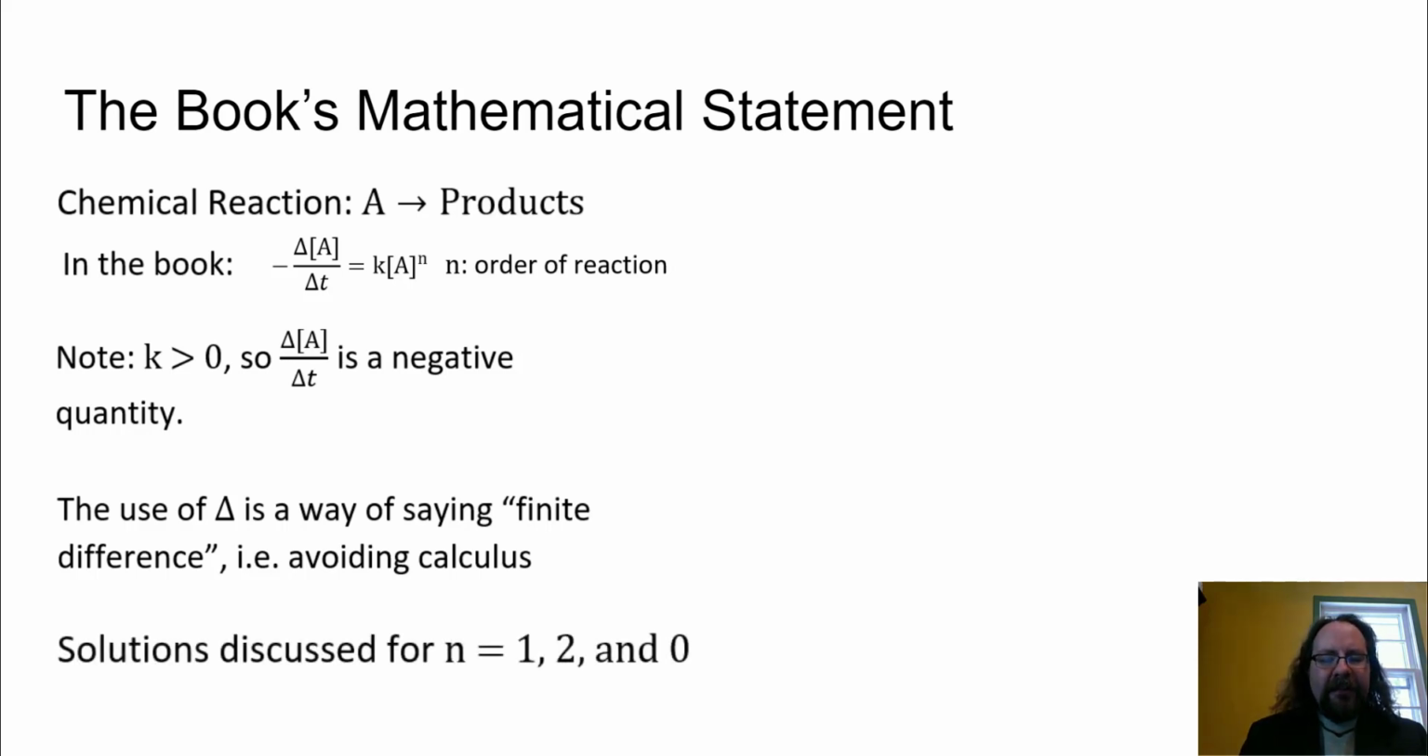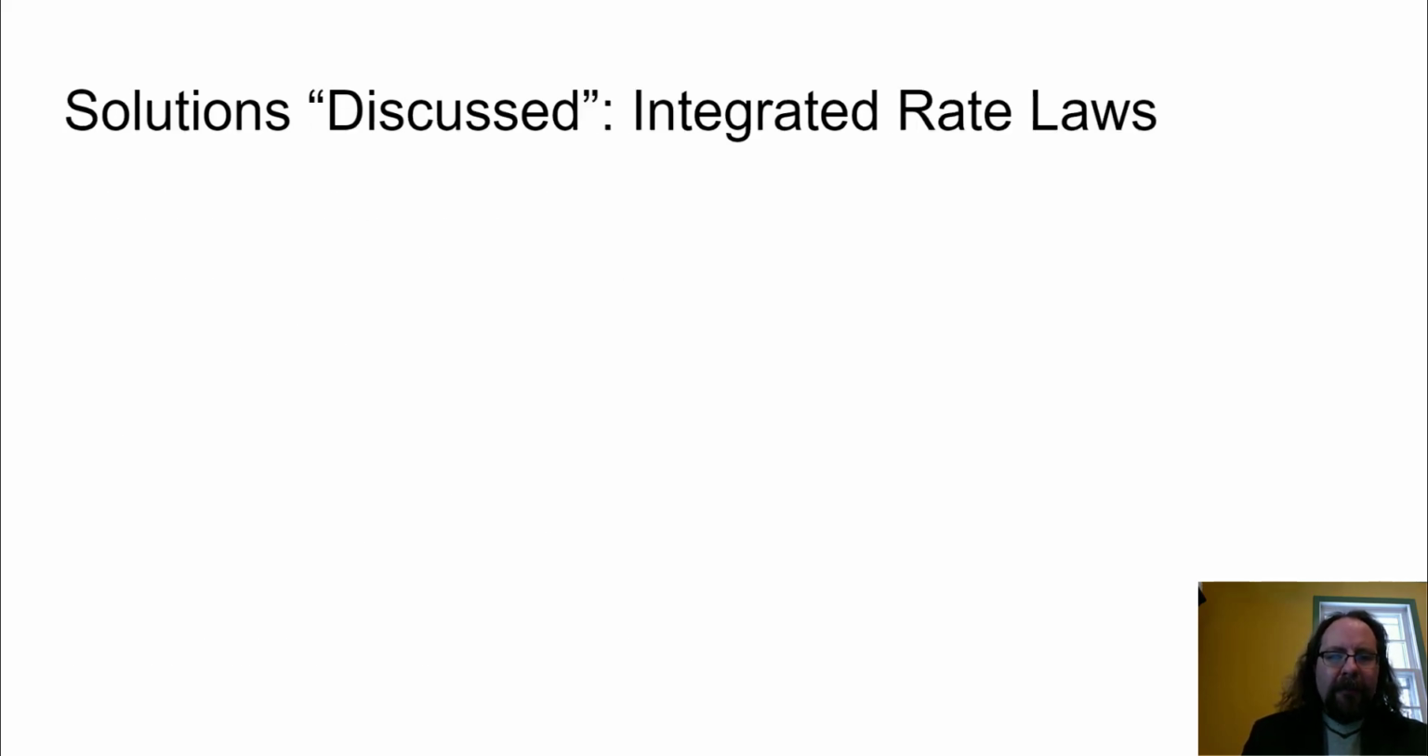And AP Chemistry textbooks will discuss solutions to these problems for n equals 1, 2, and 0, for your first, second, and zero order. And when I say discuss, it kind of means they just sort of say what the solutions are. They don't bother actually deriving them. They call the solutions integrated rate laws. And once again, if you know your calculus, you should start predicting why we call them integrated rate laws.